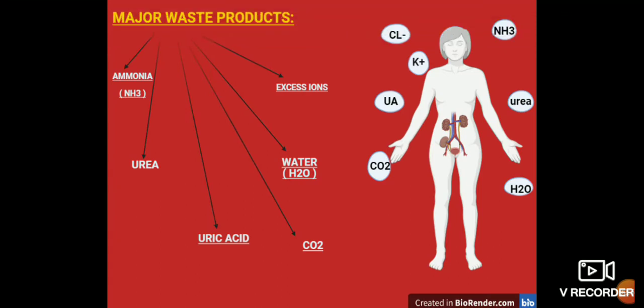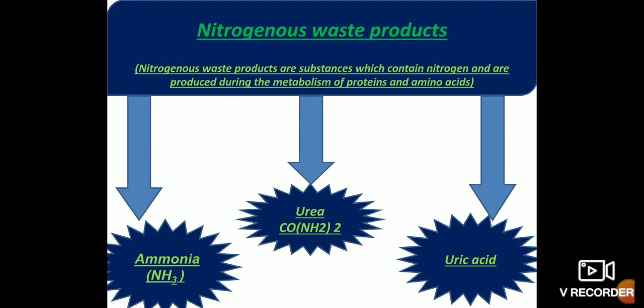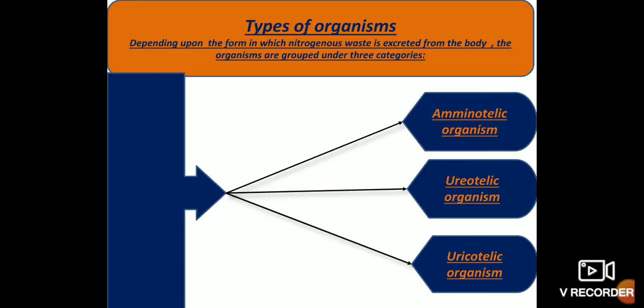Now, as you all know, the major excretory products are ammonia, urea, uric acid, carbon dioxide, water and excess ions. Among the different waste products, ammonia, urea and uric acid are known as nitrogenous waste. Nitrogenous waste products are the substances which contain nitrogen and are produced during the metabolism of protein and amino acids. Depending upon the form in which the nitrogenous waste is excreted from the body, the organisms are grouped into 3 categories. First one is aminotelic organisms, second one is ureotelic organisms and the third one is uricotelic organisms.